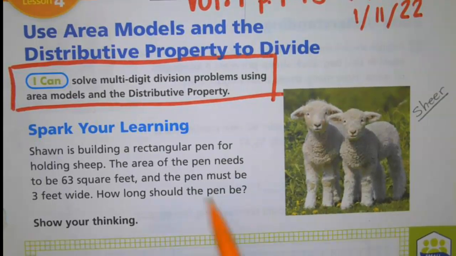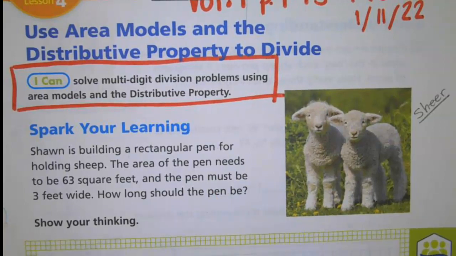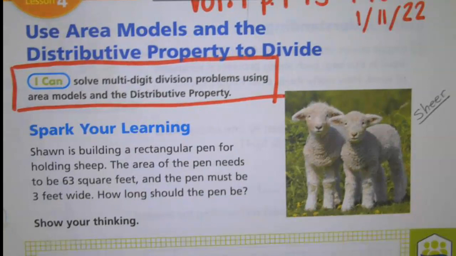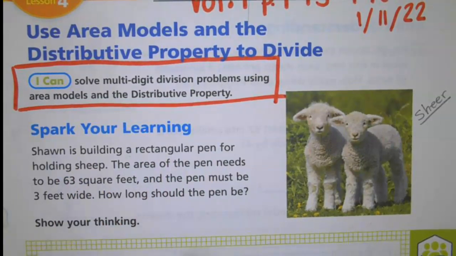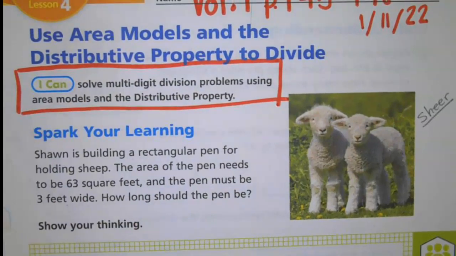So this story is about building a pen for holding sheep. First we're going to read through it so that we understand what this situation is about. Sean is building a rectangular pen for holding sheep. And a pen is just a fenced-in area. The area of the pen needs to be 63 square feet, and the pen must be 3 feet wide. How long should the pen be?